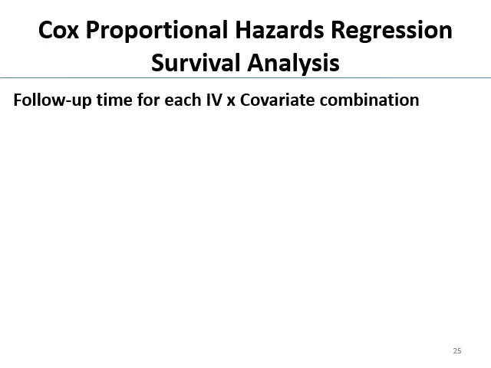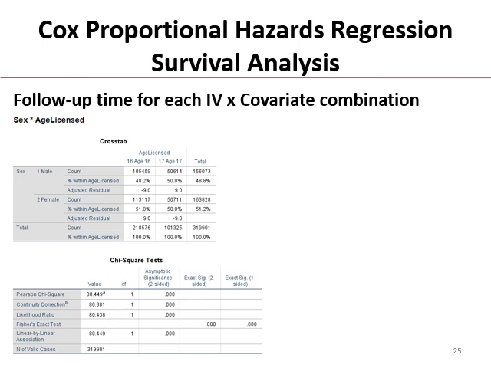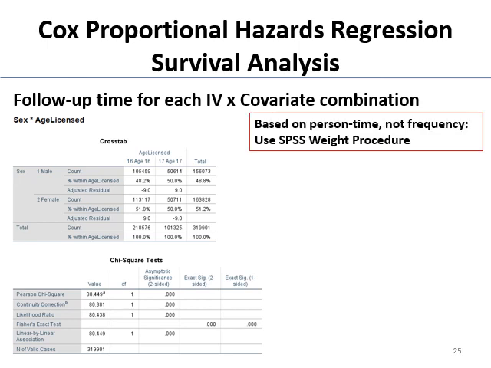So let's look at our follow-up time for each independent variable by covariate combination. That's how you know if something is a potential confounder with survival analysis. So what do we have here? We have a cross tabulation where I have tricked SPSS into counting a person not just once, but their total amount of follow-up time. And you'll do that during your homework. You'll see how to do it. Use something called a weight procedure.